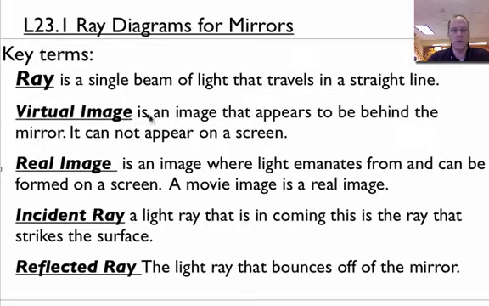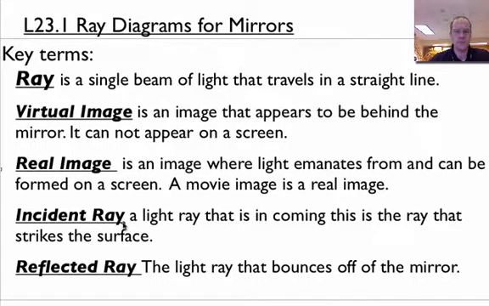So a virtual image by definition is any image that appears to be behind the mirror. It cannot appear on a screen. Converse to that is a real image. A real image is where light emanates from and can be formed on a screen. A movie image is a real image. Think about the images as you get into lenses. With lenses, you can form the image again on a screen.